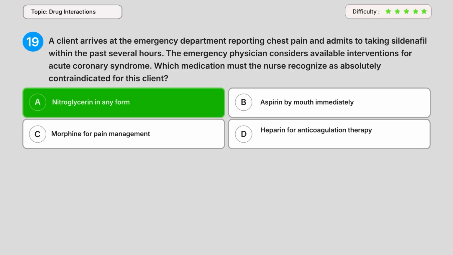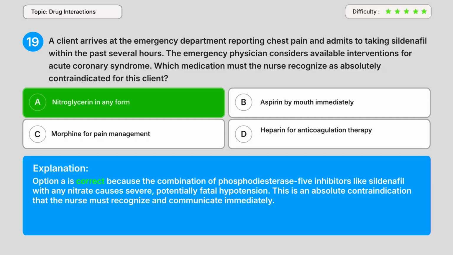Correct answer, A. Nitroglycerin in any form. Explanation. Option A is correct, because the combination of phosphodiesterase 5 inhibitors, like sildenafil with any nitrate, causes severe, potentially fatal hypertension. This is an absolute contraindication that the nurse must recognise and communicate immediately.